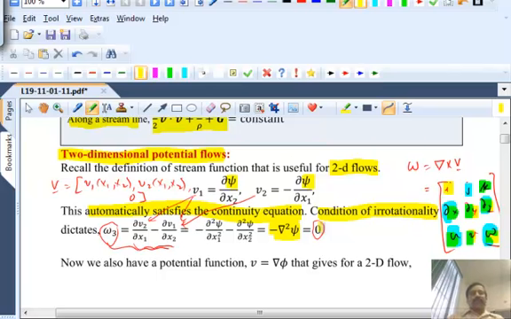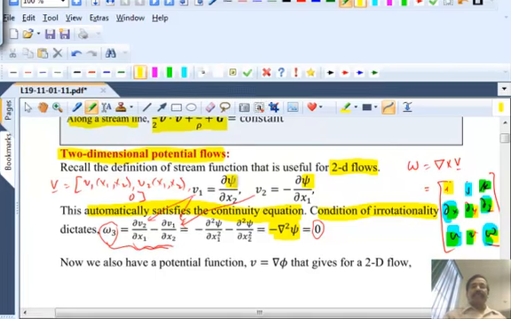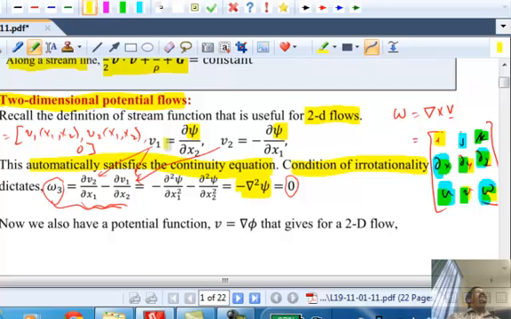What this means is, if I can get a solution to the Laplace equation, I can call that my stream function, and by putting it into the definition of the stream function, I can get the V1 and V2 components. It will automatically satisfy the condition of irrotationality, that is, omega 3 equal to 0.